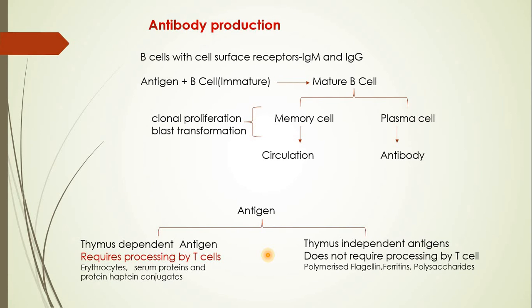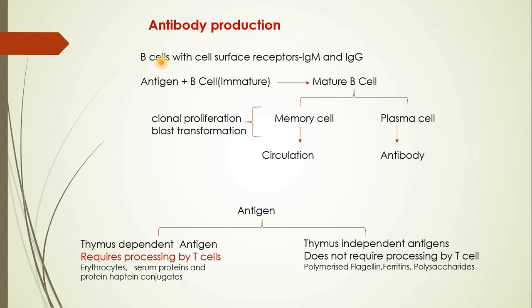Now let us move into the actual process of antibody production. We'll brush up the basics of this. You know that antibody production is basically seen only when B cells are triggered or stimulated. Now these B cells by themselves are unable to produce antibody unless and until they have the surface receptors which are of IgM and IgG type, right?